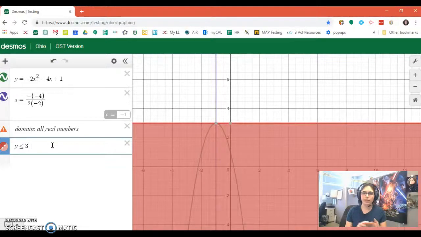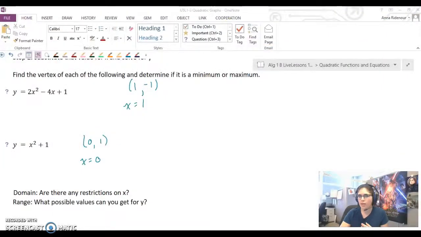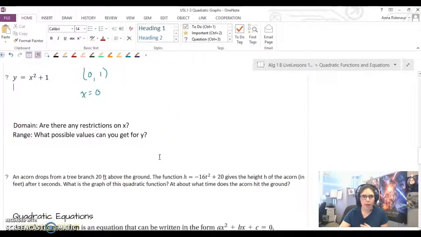So you find the vertex, and then the domain is always going to be all real numbers for quadratics, and then your range is going to be depending on whether it's a minimum or a maximum. So hopefully that helps you a little bit. I did want to go through one more example.